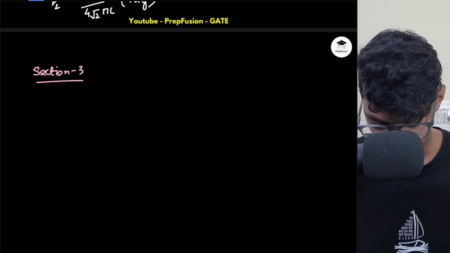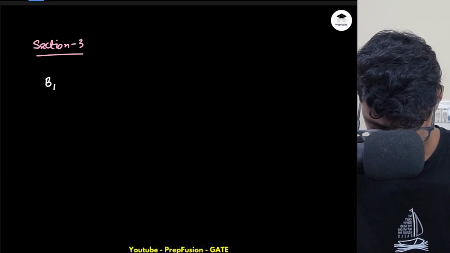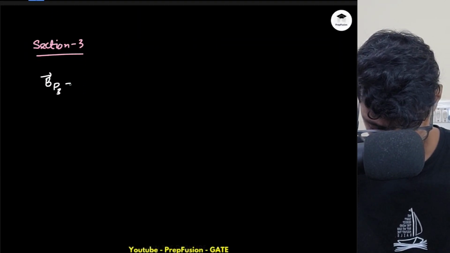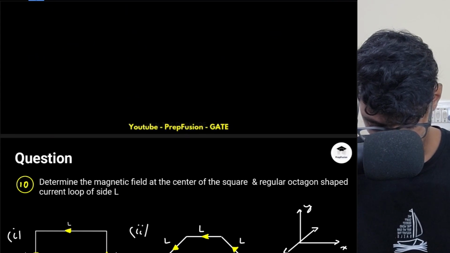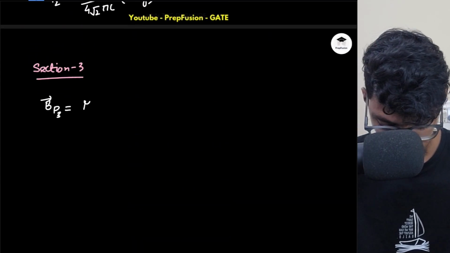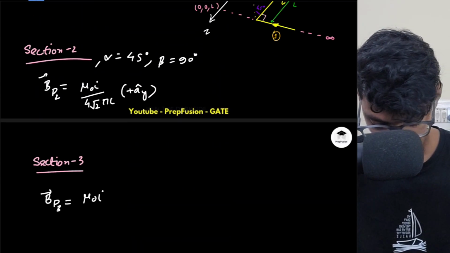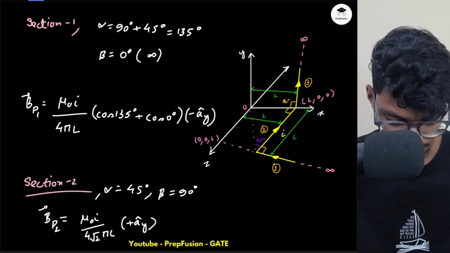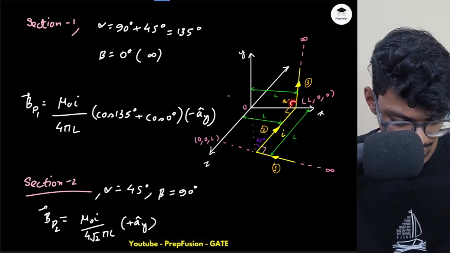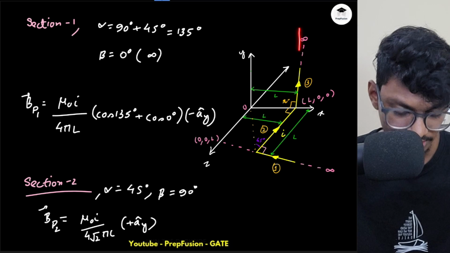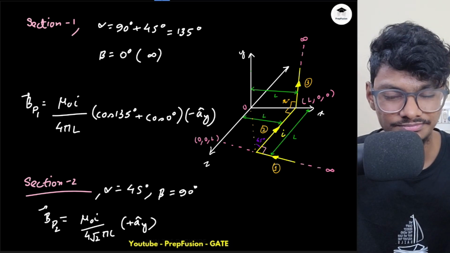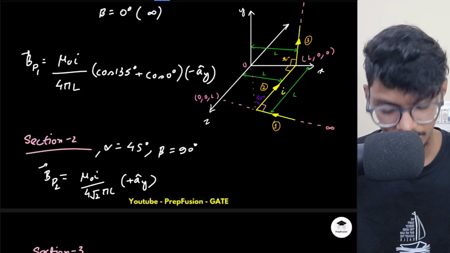So what about section 3? Section 3 is Vp3. So Vp3 will be simply mu naught I. Again, what is the alpha and beta here? If I observe, one of the angles from this point is 90, the other is at infinity. So that will be simply 0.